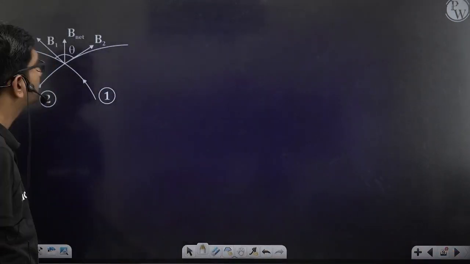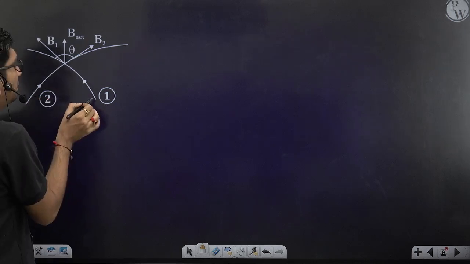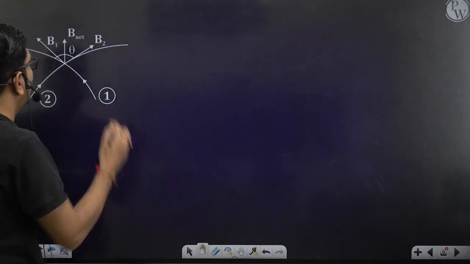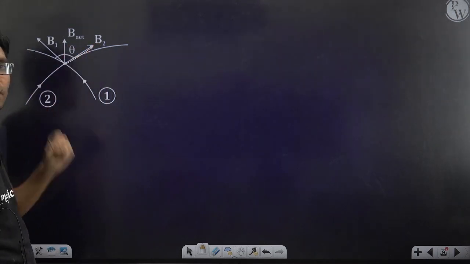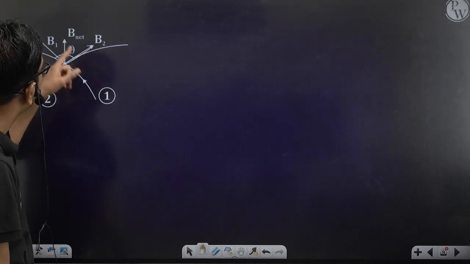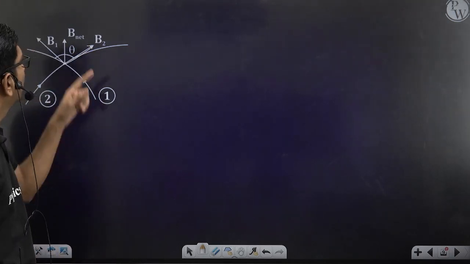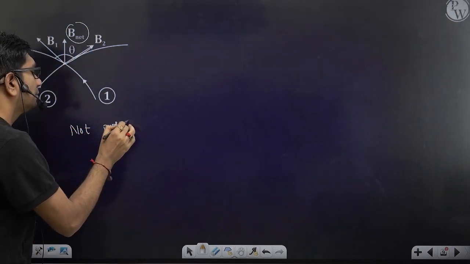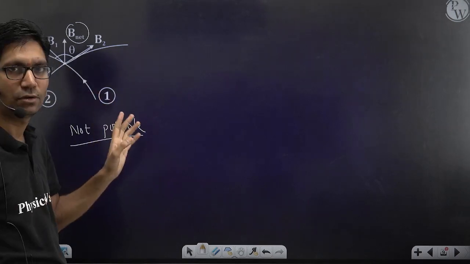So the magnetic field lines will never intersect like this. Let this be the first magnetic field line I am taking, and this is the second one. In order to find the direction of the magnetic field, you have to draw a tangent like this. The magnetic field produced due to this one is B2, and the magnetic field produced due to this one is B1. The angle between these two is theta. If two magnetic fields are present with an angle between them, we get a net magnetic field, B net. But this is not possible. So in a bar magnet, the magnetic field lines will never intersect like this.